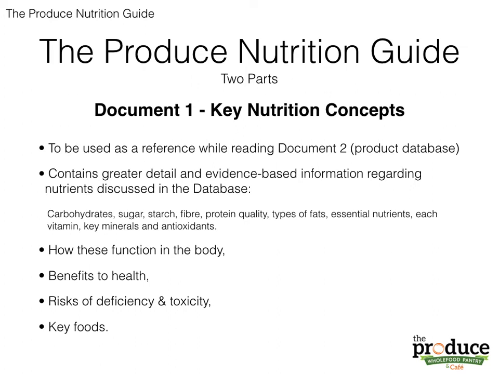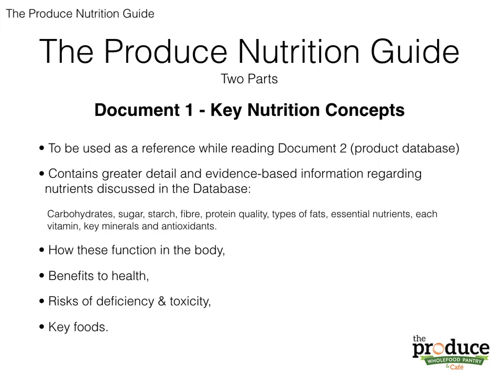So moving on now to an introduction to the nutrition guide. So what I've done is split the guide into 2 parts. The first part, document 1, is the key nutrition concepts, and document 2 is a database of all products. Document 1 is designed to be used as a reference source for the database. It contains detailed and evidence-based information regarding the nutrients discussed in the database.